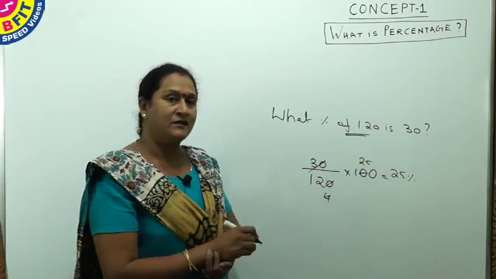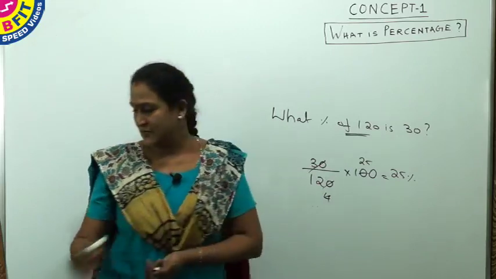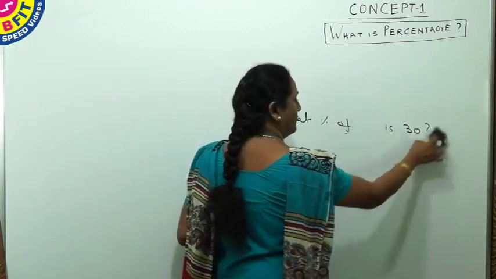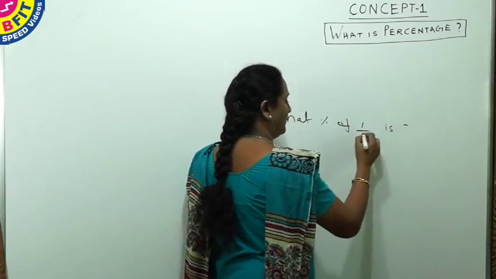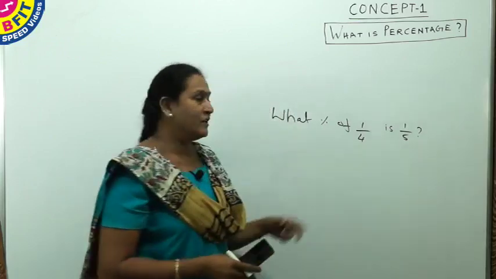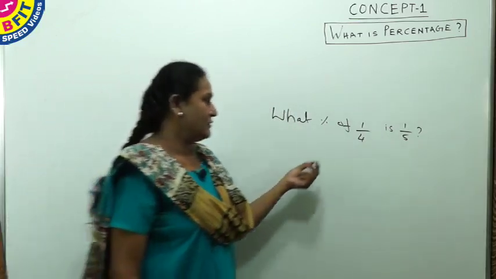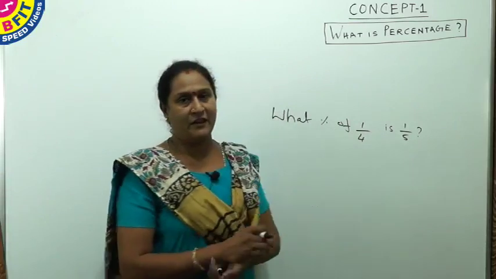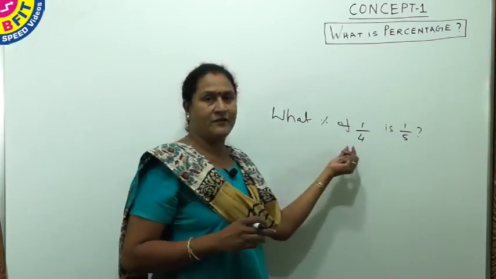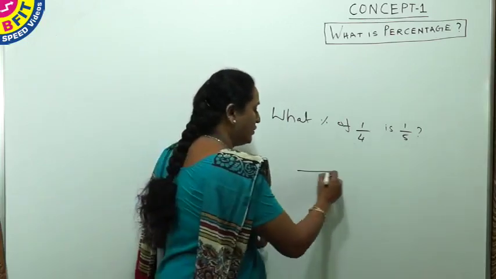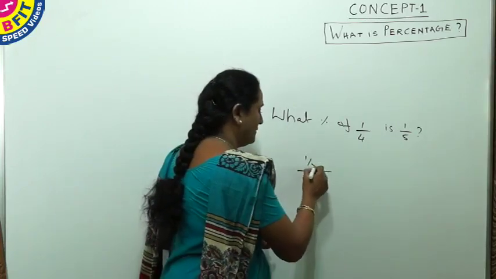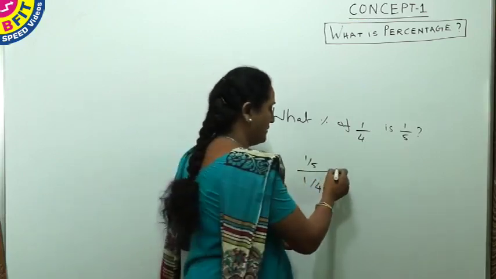If suppose the comparison is between two fractions, say for example, what percent of 1 by 4 is 1 by 5? Here which will be the base? We need to find 1 by 5 as a percentage of 1 by 4. The one which comes after "of" is 1 by 4, so write that in the denominator and 1 by 5 in the numerator. And to find the percentage, it is into 100.